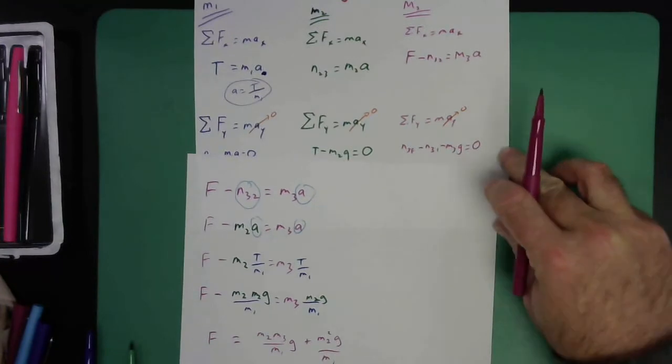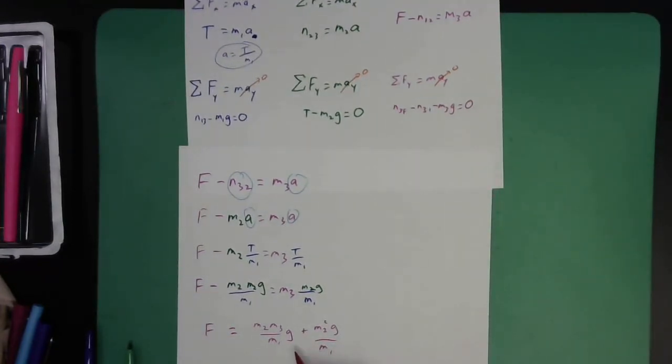Now, we could make this a little bit prettier, okay? See how they've got a common denominator, and they both have g on top, and they both have one m2 on top. So I can make this g m2 over m1 times the quantity m3 plus m2. Okay, and that's the tidiest form that I can get this in. And that's it. We were given the three m's, and g is a universal constant, so that is our expression for F.